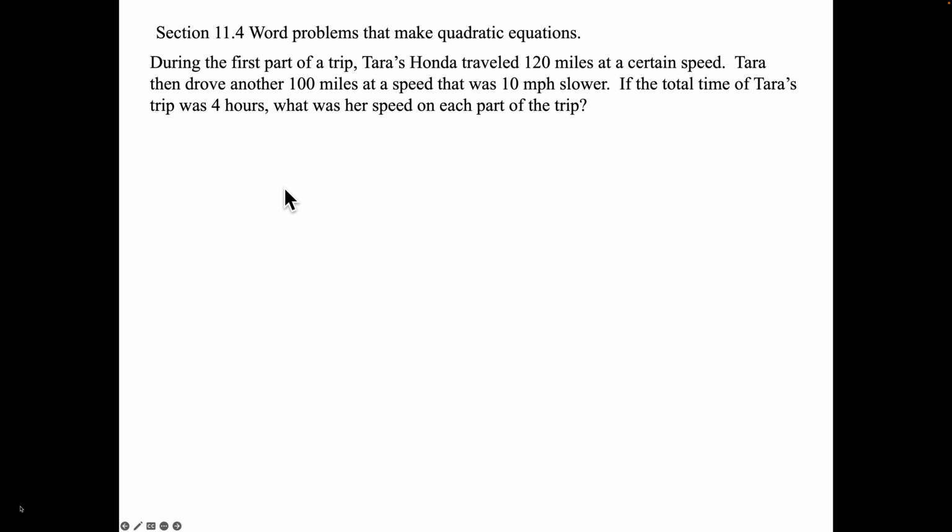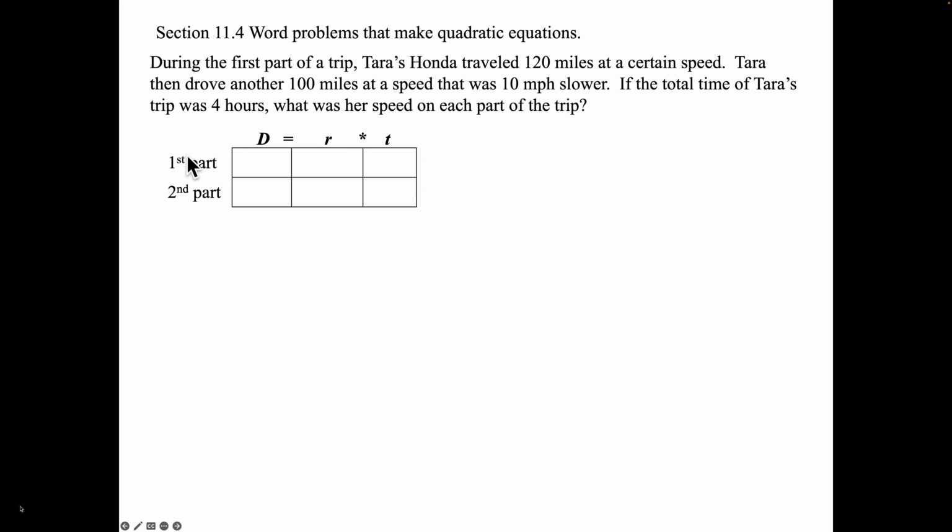Our next word problem. Here we have, during the first part of a trip, Tara's Honda traveled 120 miles at a certain speed. Tara then drove another 100 miles at a speed that was 10 miles per hour slower. If the total time of Tara's trip was 4 hours, what was her speed during the second part of the trip? Okay, 2 rows, 3 columns.